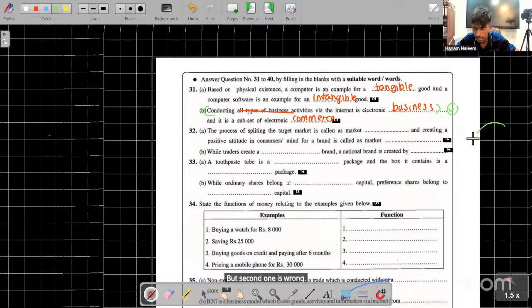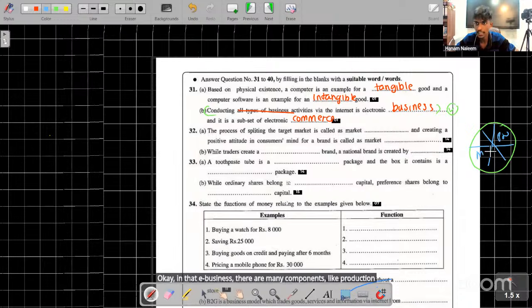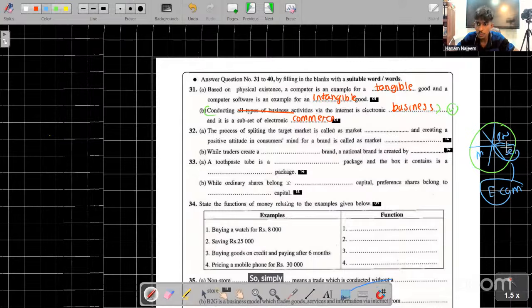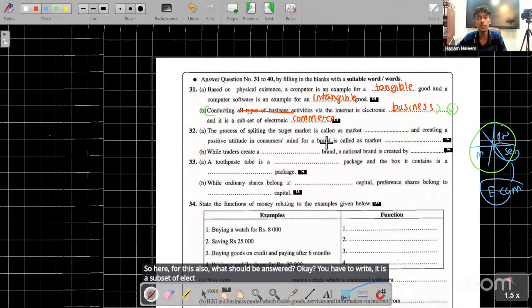Usually if you take e-business as a big circle, in that e-business there are many components like production, marketing, selling. Only the selling part we call e-commerce. So simply, e-commerce is a small part of e-business. So for this also, what should your answer be? You have to write that it is a subset of electronic business.